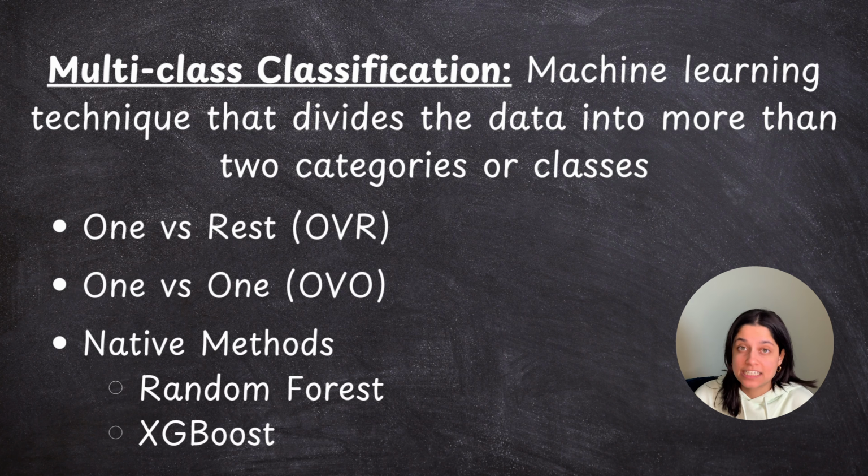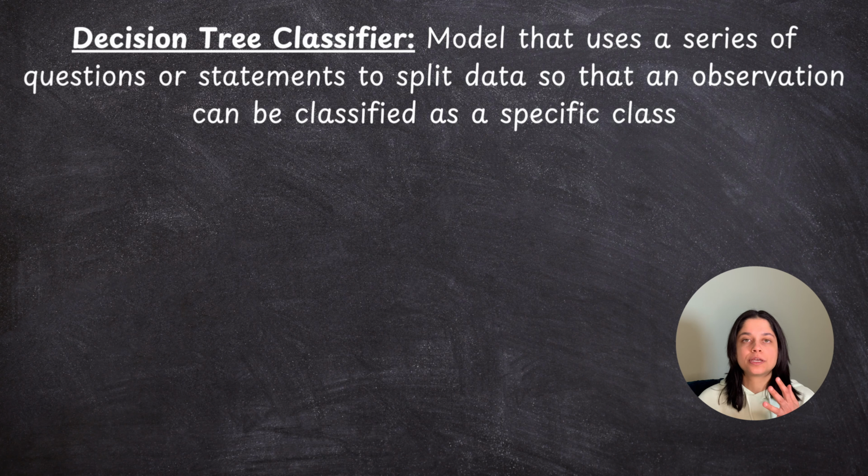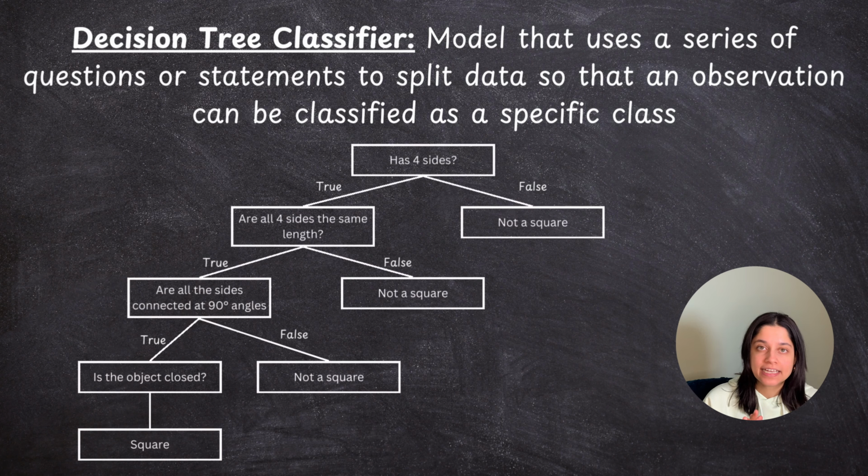So for classifying something as a square, the decision tree might have several questions or statements such as, does the object have four sides? True or false? And if that is true, then it may ask, are all four sides the same length? True or false? If that is true, then it may ask, are all the sides connected at 90-degree angles? If that is true, are the sides connected so the object is closed? If that is true, then the observation is classified as a square.